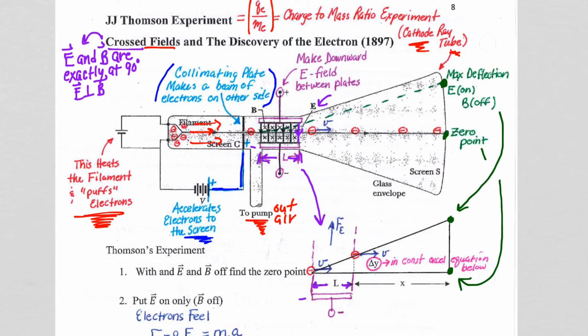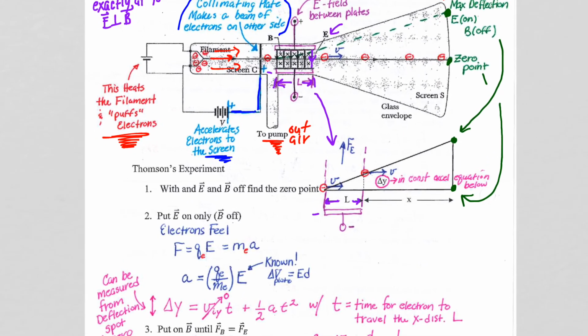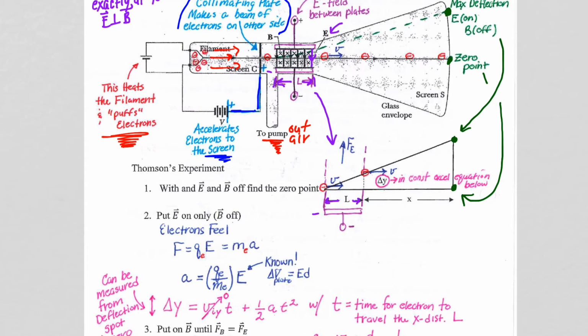And now we're going to look at the mathematics and physics of what's happening to the electron as it travels through the plates to that max deflection point. As it's going through the plates, there is a B field here, but the B field is off. We can generate that B field simply by putting a large north pole of a magnet out of the page and a south pole into the page, and then the B field goes from north to south, into the paper, as shown there with those X's. But for right now, the B field is off, the E field is on.